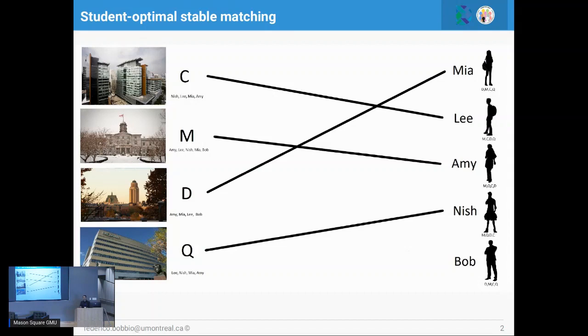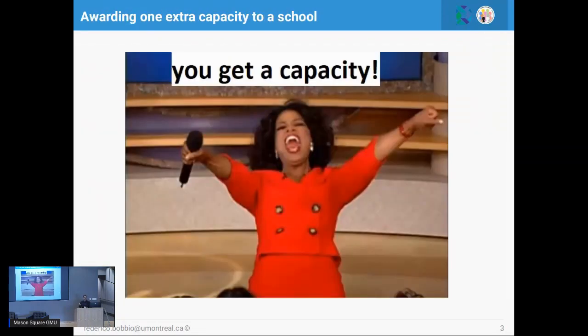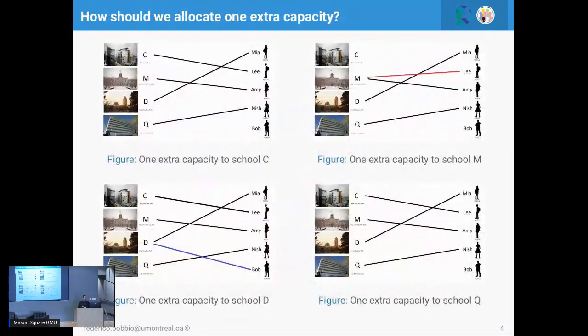Luckily, in the real world, there are some institutions or some private foundations that provide some extra capacities. So you get a capacity. The question is, to whom should we assign this extra capacity? To which institutions, which schools? Let's try to see how this works in our previous example.